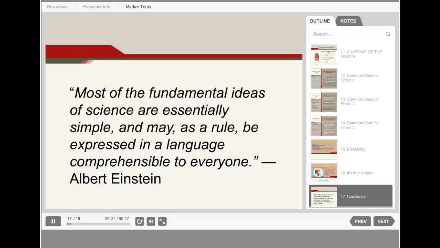As Albert Einstein said, most of the fundamental ideas of science are essentially simple and may, as a rule, be expressed in a language comprehensible to everyone.